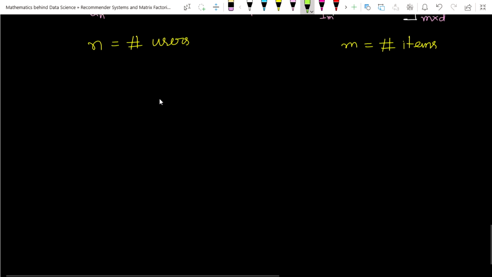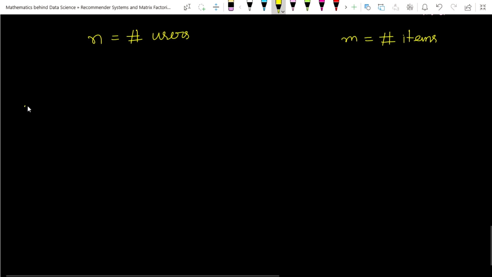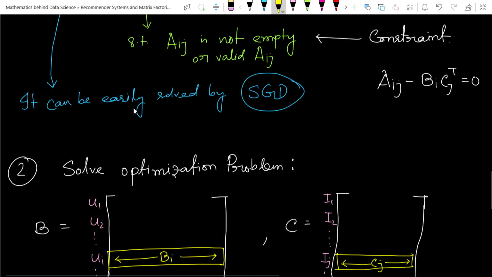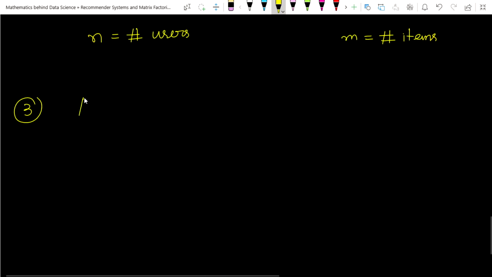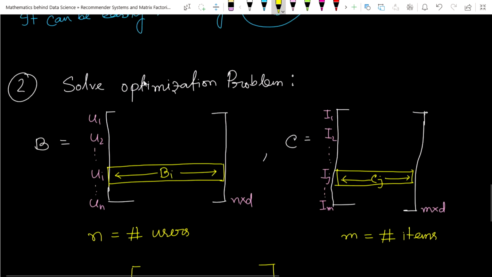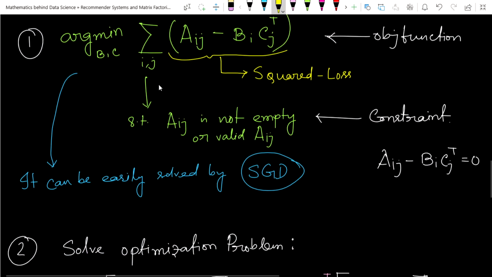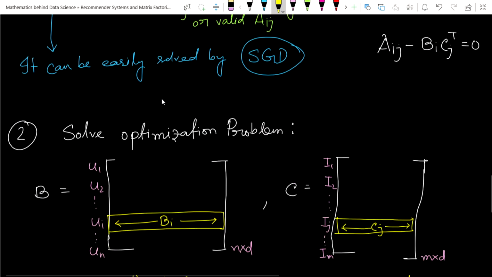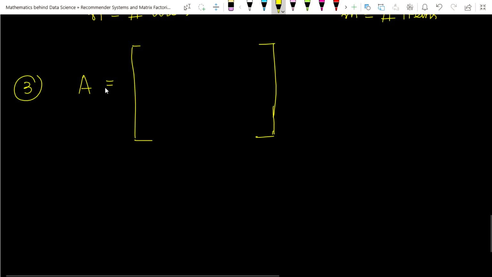And the third step that we have to do here: suppose we have to predict the value for the non-empty cells. Suppose this is our original A matrix, the one we have built from our original data set. It is the recommender matrix, the original matrix we have. After calculating the optimization problem, we have to predict this recommender matrix.